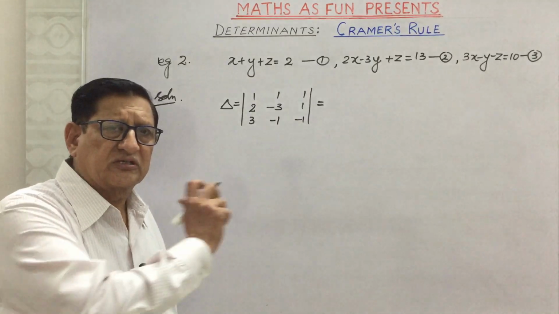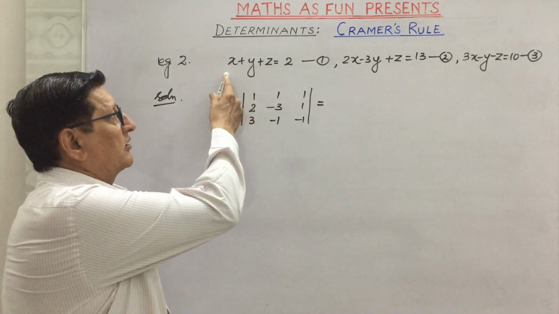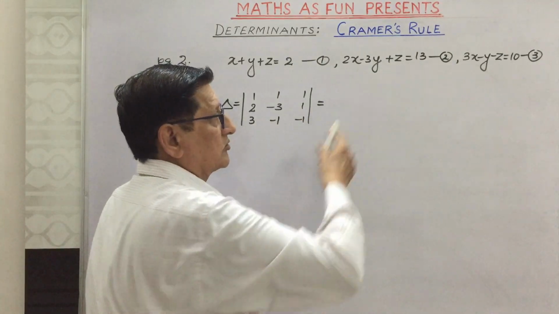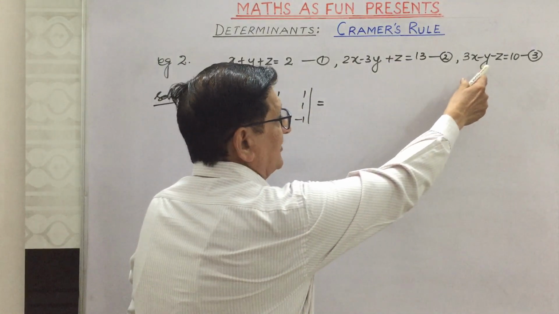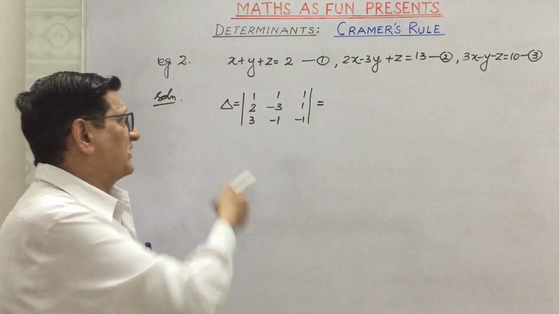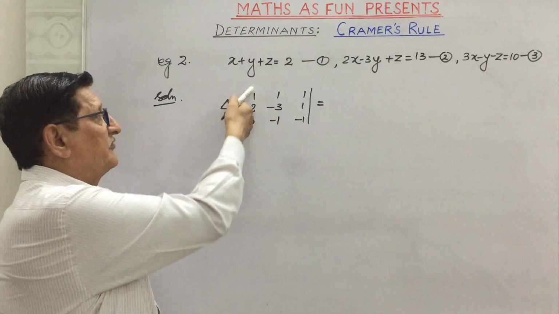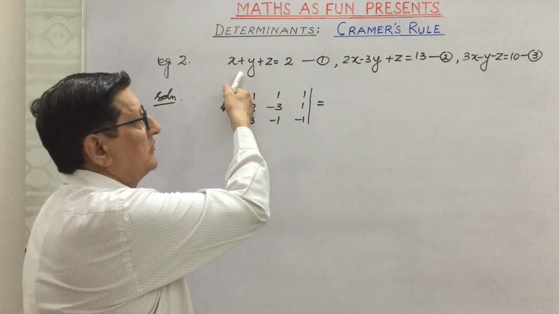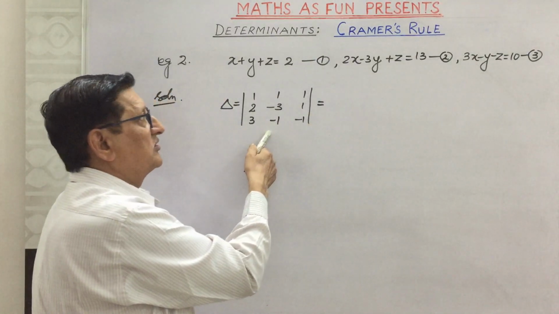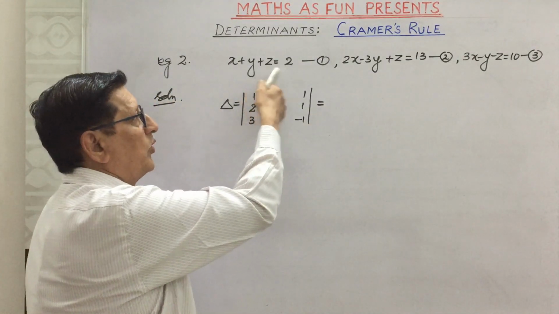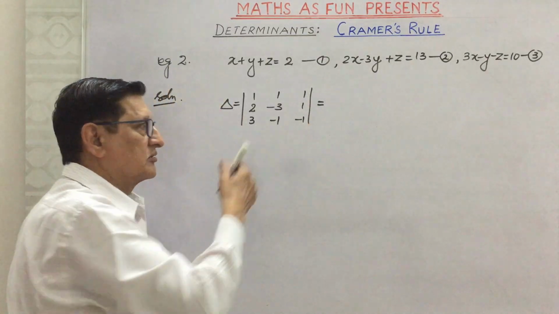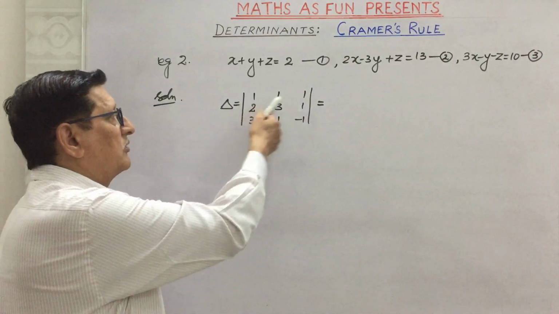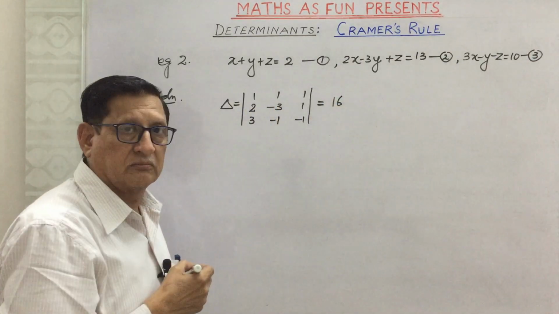The next example we discuss on 3 variables, and the equations are x plus y plus z equal to 2, 2x minus 3y plus z equal to 13, and 3x minus y minus z equal to 10. Here we can see delta will be the coefficients of x in the first column, 1, 2, 3, coefficients of y in the second column, 1, minus 3, minus 1, and the coefficients of z, 1, 1 and minus 1 in the third column. And we know how to find out the value of the determinant. When you calculate, the value of this will come as 16.